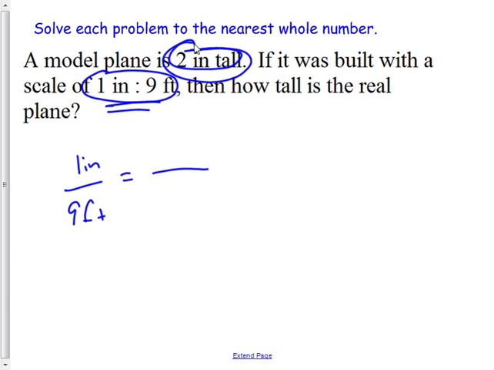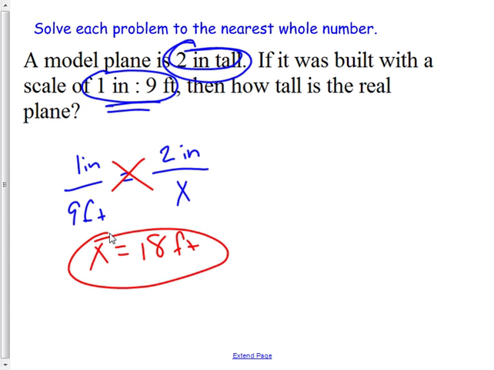Again, you need to match corresponding parts. So if it says 1 inch, we would put 2 inches right here on top. And then my missing number is going to be how tall is the real plane. So feet goes with the feet. Now we can go ahead and cross multiply. So 1 times x, that works out really nice. I'm just going to have x, and 2 times 9 is 18, and my missing unit here would be feet. All right, so 18 feet. It would be helpful here, since this is a word problem, if you said 18 feet tall.